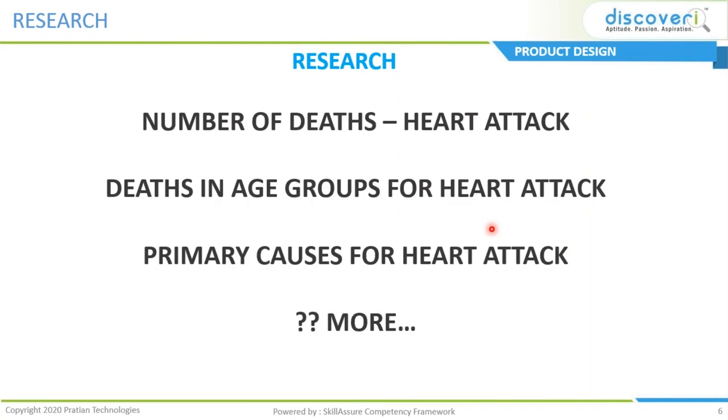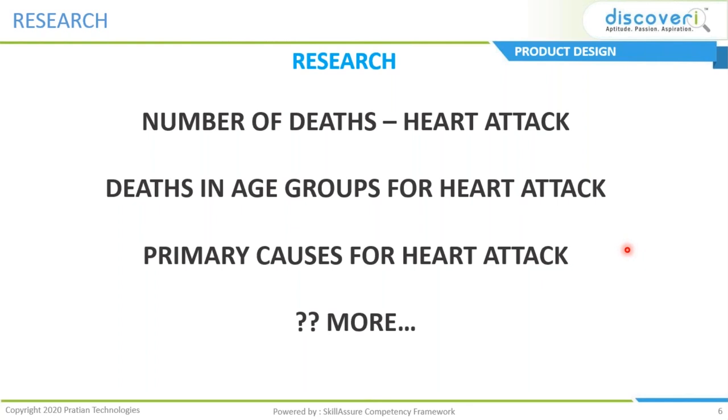So the research can be with respect to anything. It can be with respect to the number of deaths which are happening due to heart attack, or it can be with respect to the deaths in the age group for heart attack, or what are the primary causes for heart attack. So these are some examples which are a part of the research. So obviously there can be a lot more research points which we can look into. Typically it takes a couple of weeks to do the complete research.